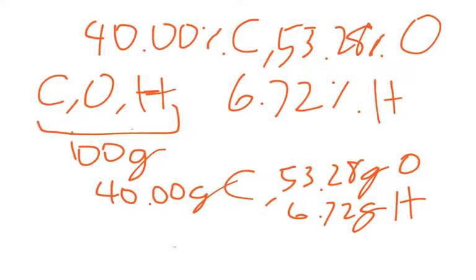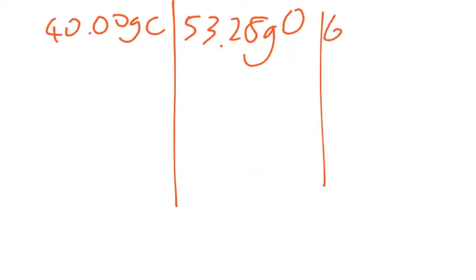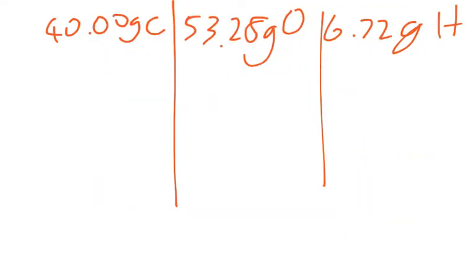And now that we have the masses of the C, H, and O, we have to now convert these grams to moles in order to put the moles in ratios. So let's now do that. So let me pull up a new table and write the masses down. So 40.00 grams of carbon, 53.28 grams of oxygen, and last but not least, 6.72 grams of hydrogen. And note how the masses are equivalent to the percentages. So now that we have this, let's convert everything to moles.